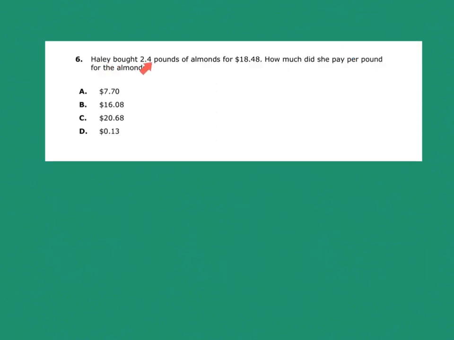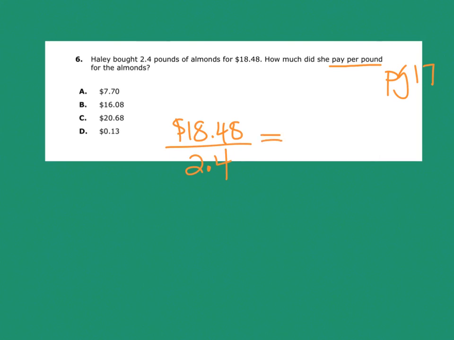Number 6, Haley bought 2.4 pounds of almonds for $18.48. How much did she pay per pound for the almonds? Again, this is a unit rate question, which we did on page 17 of our journal. We just want to know how much 1 pound is worth. So if I have $18.48 for 2.4 pounds, I'm trying to figure out how much is 1, which is, again, just a division problem. We don't want to divide with a number outside the box having a decimal, so I'm going to move these over 1 so that I have 24.